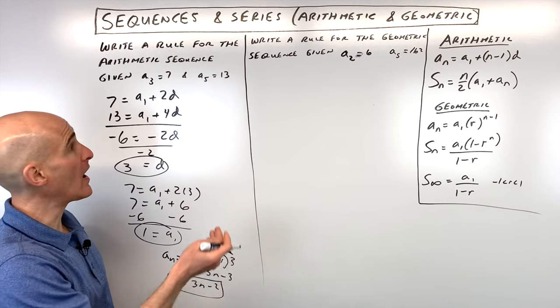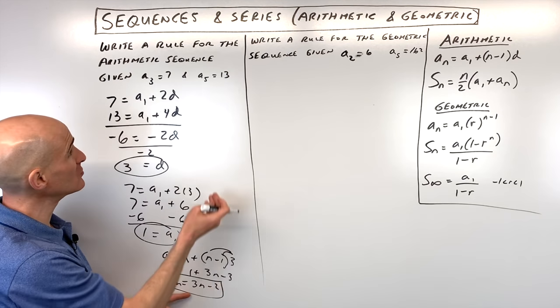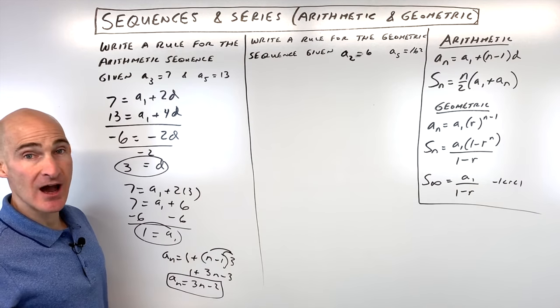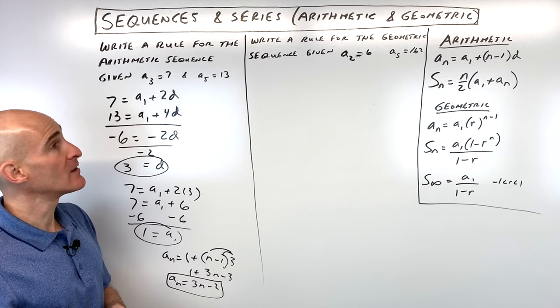Now, you could test it out if you want. You could put 5 in, for example, 15 minus 2, that's 13. You could put 3 in, 3 times 3 is 9 minus 2 is 7. You know, it checks out, and that's our formula for our arithmetic sequence.